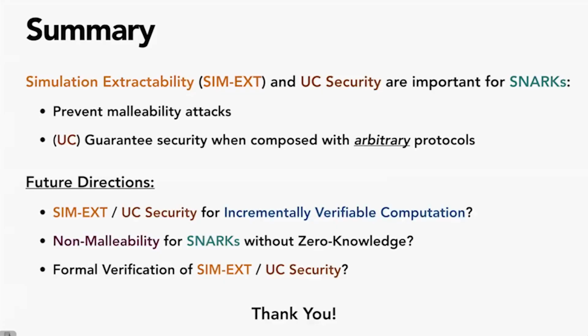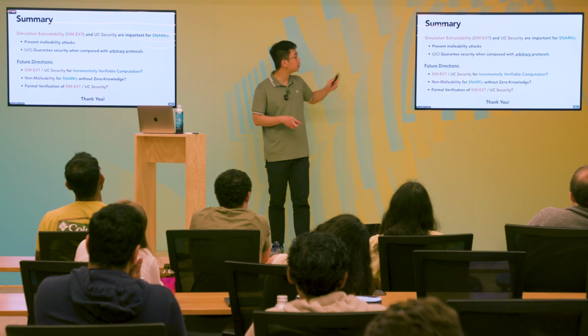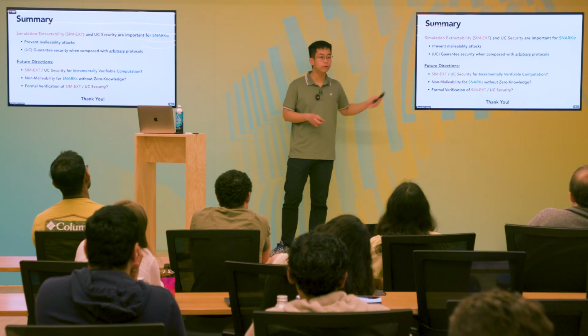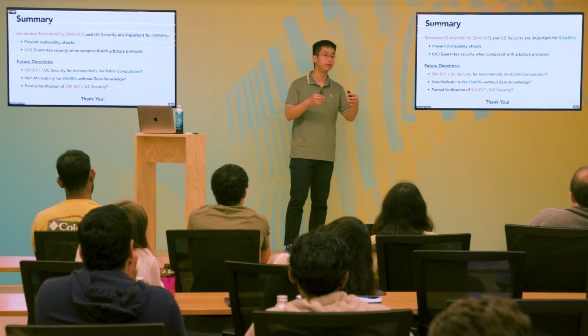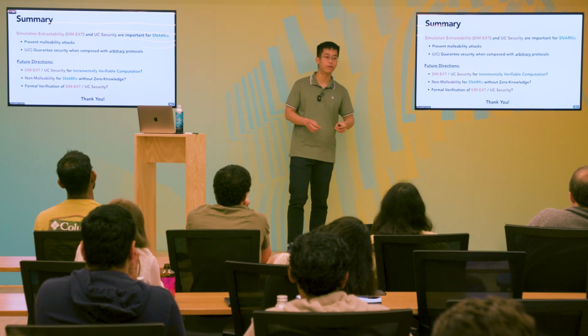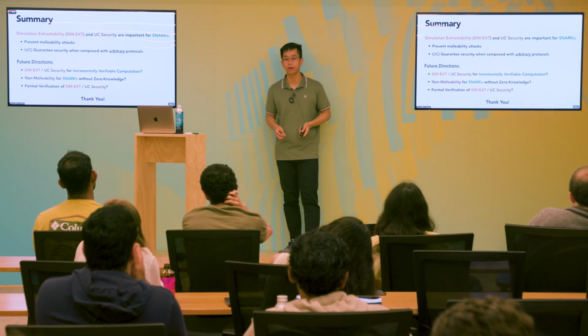And in terms of future directions, I've shown you two open questions there. So if you're interested, please talk to me. I also like to work on these questions. And a somewhat further target might be: how do you formally verify these SIMX or UC security proofs, and how much overhead does that add to, say, the existing formal verification efforts that are ongoing?